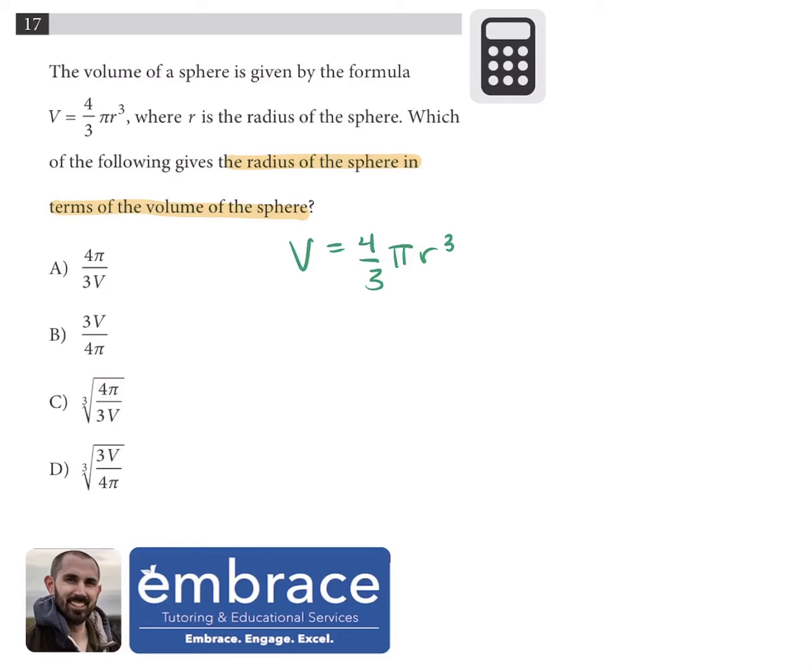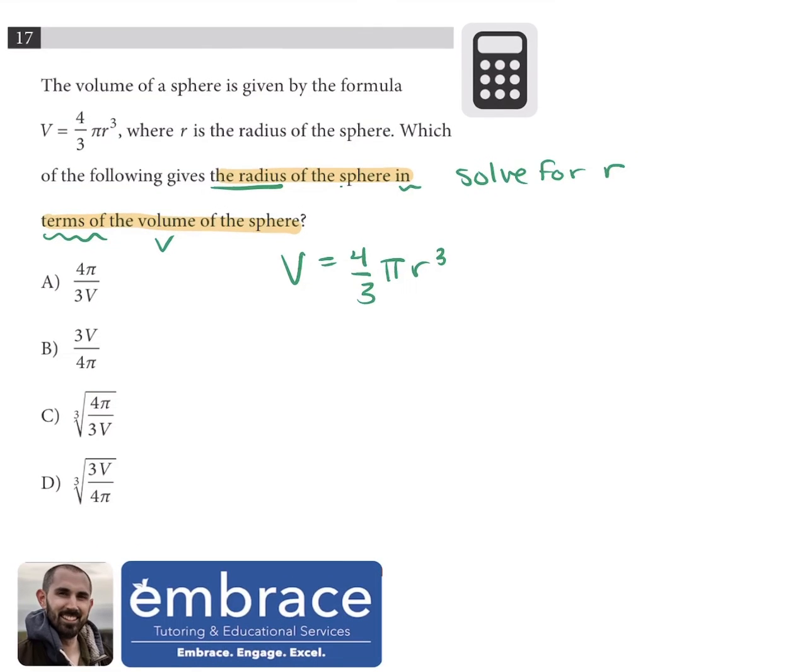So the first thing it's asking for is it gives us the radius. So that tells us we're going to solve for r. Now when it says in terms of, that tells you what's going to be on the other side of the equation. It's going to be in terms of the volume. So that means we're going to have v somewhere in our equation. Okay, so if we're starting this, we're trying to solve for r.